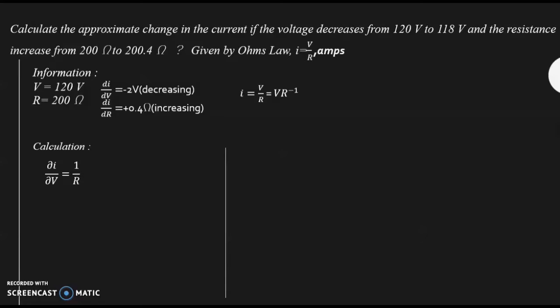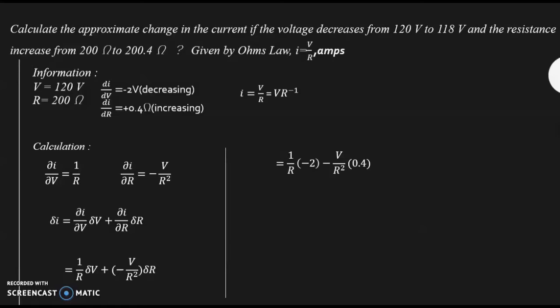For the calculation, if we differentiate with respect to V, we get 1 over R, and when we differentiate with respect to R, we get negative V over R to the power of 2. The approximate change in current is dI over dV times dV, plus dI over dR times dR. Then we substitute dI/dV, we get 1 over R times dV plus negative V over R to the power of 2 times dR.